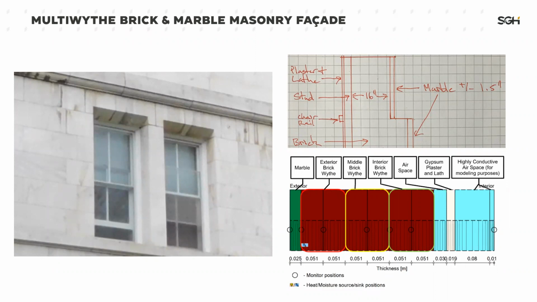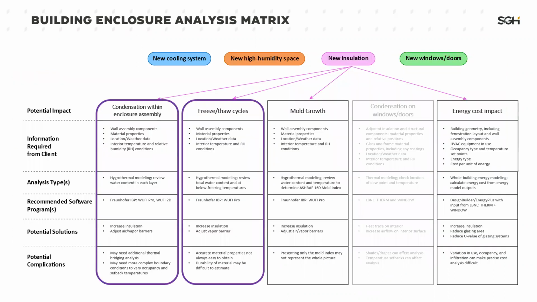It's about a 1.5 inch layer of marble veneer on the outboard side, and then on the inside we have an airspace and then a gypsum plaster and lath interior finish. And the architect was proposing installing spray foam insulation inside of this existing assembly, and also a new layer of interior gypsum board. If we look at our matrix, we see that installing new insulation can cause condensation formation within the enclosure assembly, and it can also cause freeze-thaw cycles.